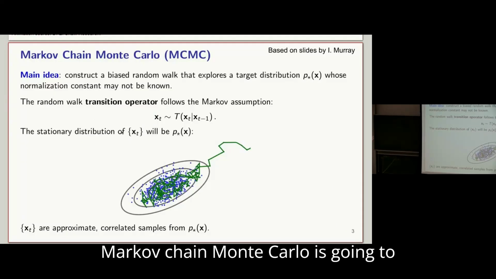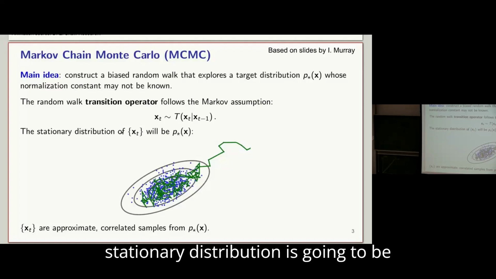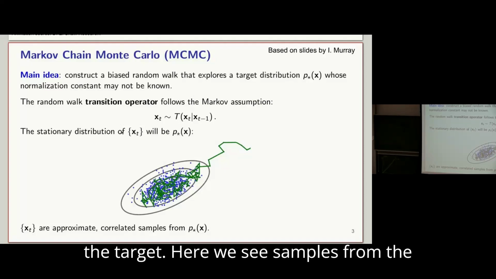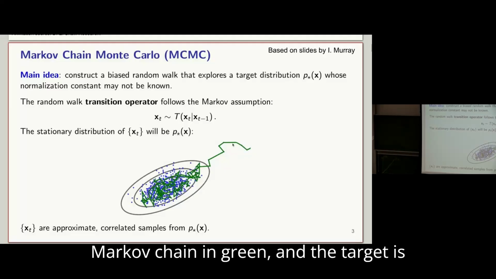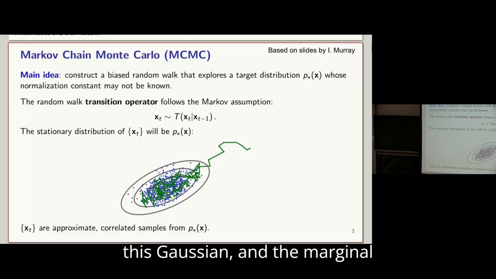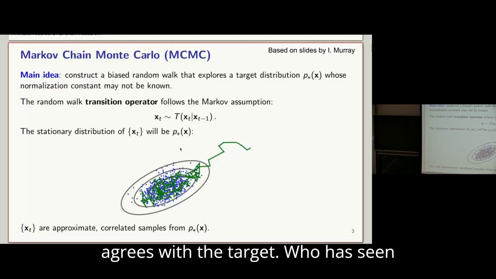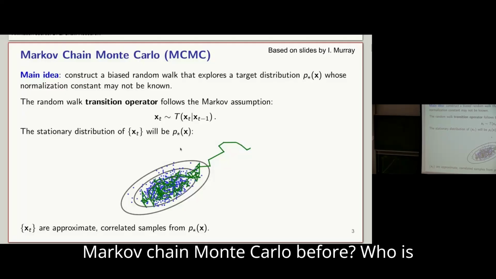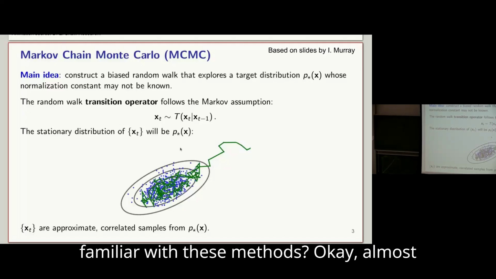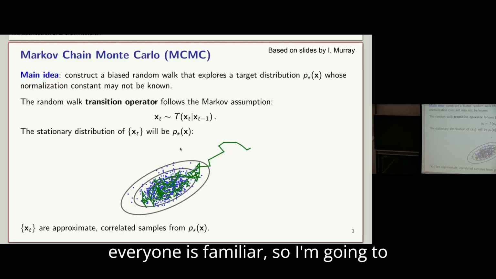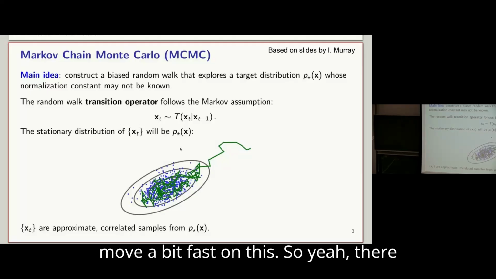And Markov chain Monte Carlo is going to generate a Markov chain whose stationary distribution is going to be the target. Here we see samples from the Markov chain in green, and the target is this Gaussian, and the marginal distribution of the samples of the chain agrees with the target, okay? Who has seen Markov chain Monte Carlo before? Who is familiar with these methods? Okay, almost everyone is familiar, so I'm going to move a bit fast on this.